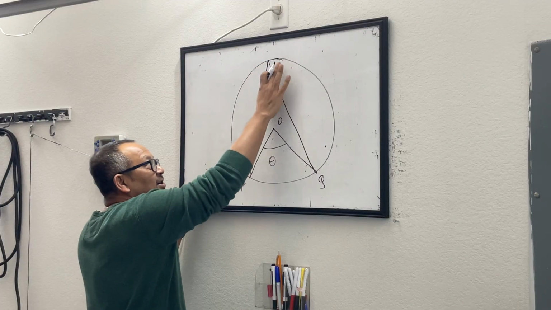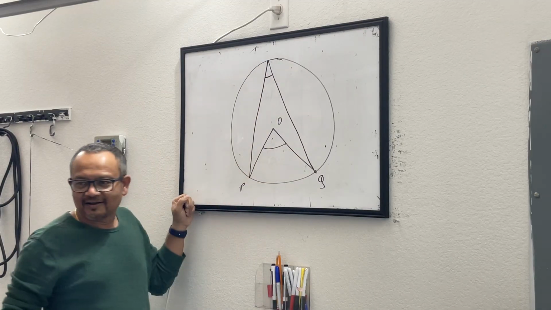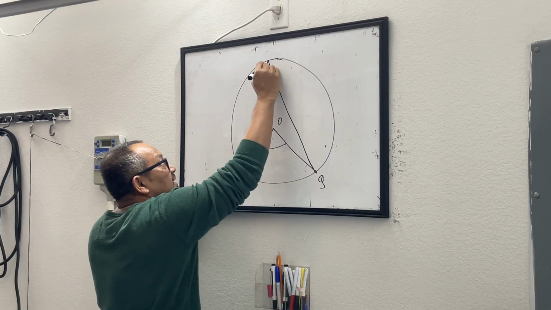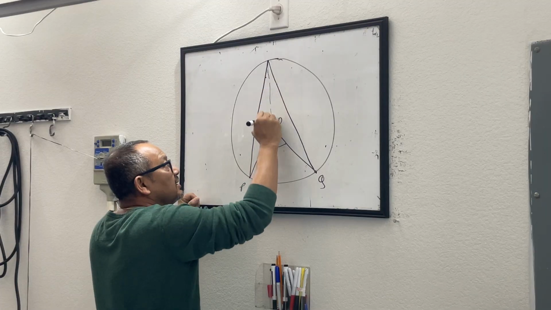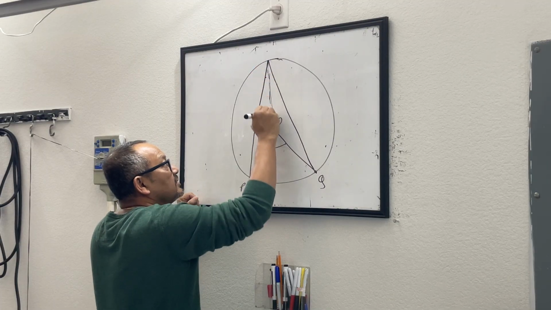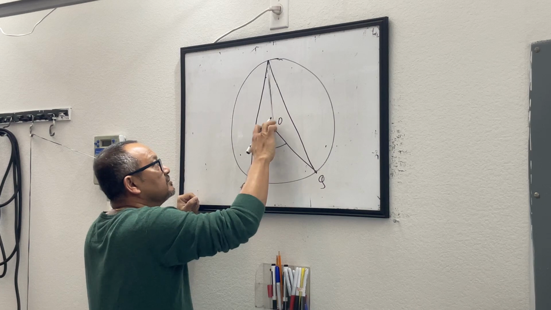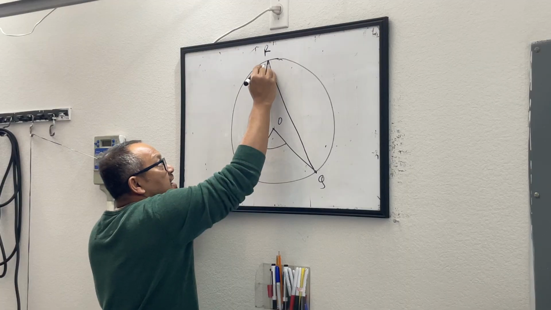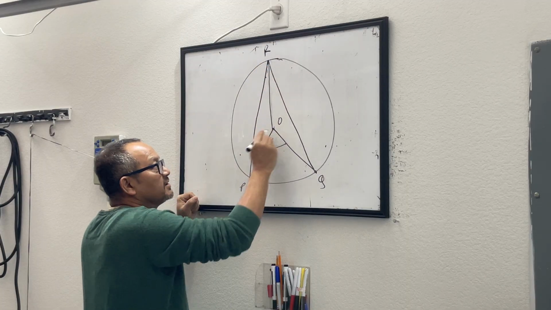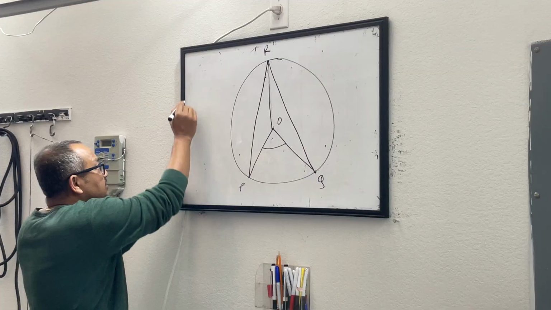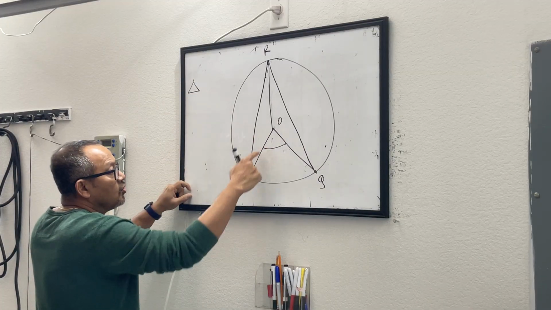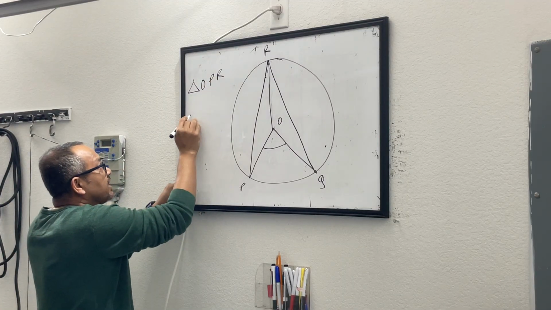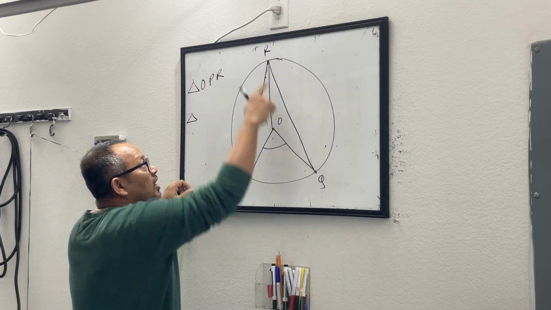Okay, let's find it out. I will join these two points. Let's say PQ, and this was R. If I join R with the center, now what do I have? I have two triangles: triangle OPR, and I have another triangle OQR.